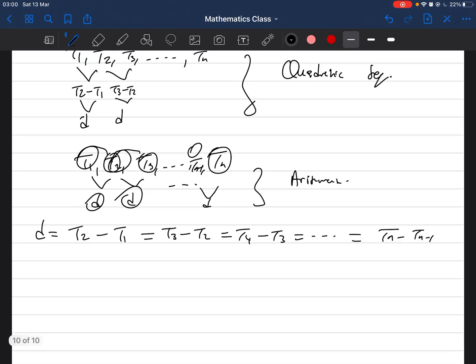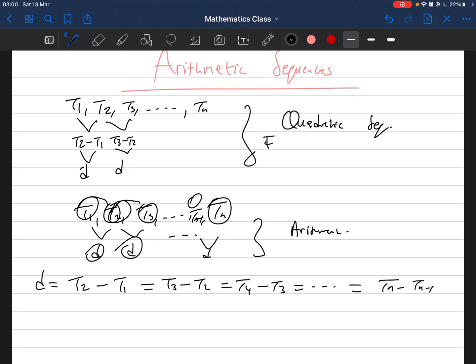Now what is the formula? Because the formula for the quadratic was Tn is equal to an squared plus bn plus c. And we figured out how to find a and b. We figured out this was a, this was 3a plus b, and then this was a plus b plus c.